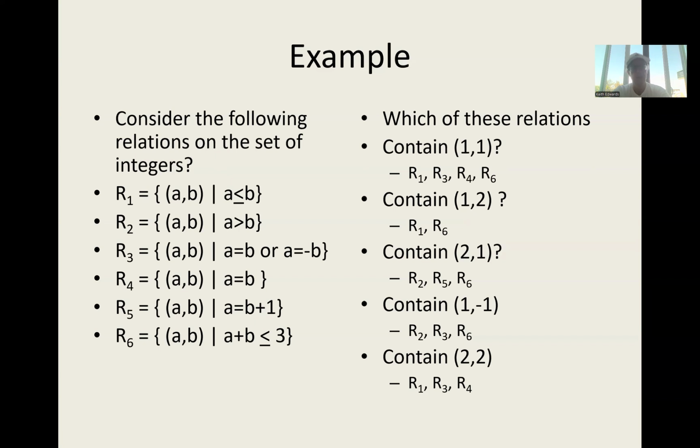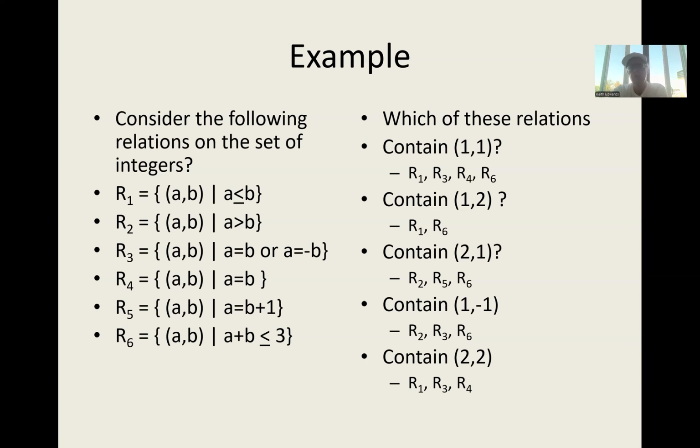R2, A is related to B if A is greater than B. R3, A is related to B if A is equal to B or A is equal to minus B. R4, A is related to B if A is equal to B. R5, A is related to B if A is equal to B plus 1. And R6, A is related to B if A plus B is less than or equal to 3.